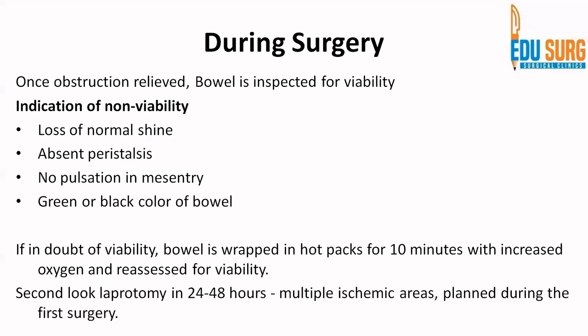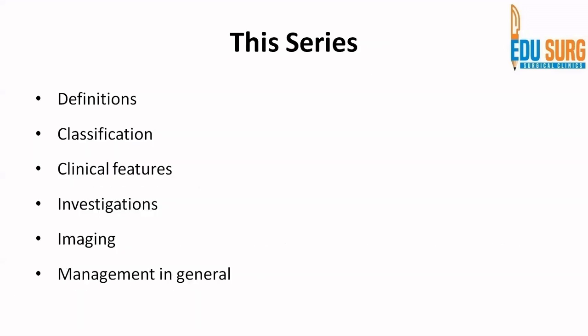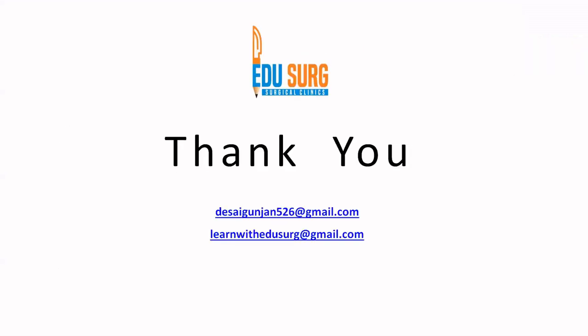So these are some of the things that you can do during the surgery if you are looking at a bowel with suspected viability. So basically, that is how you manage intestinal obstruction. In this series, we have covered everything from definition to causes and classification to clinical features, investigations in a stepwise manner, imaging, basically the erect abdominal X-ray, ultrasound, and a CT scan, and then the management of intestinal obstruction in a stepwise fashion. Thank you.